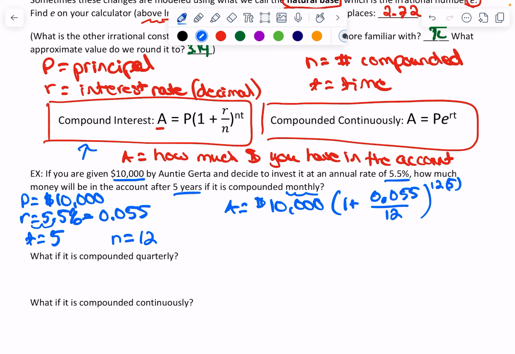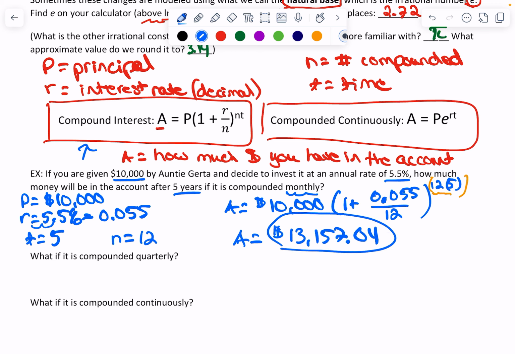Okay, now if you are plugging this whole thing into the calculator, make sure that you're careful with the parentheses. For this part right here, you're going to have to make sure that either you have parentheses here or you do that multiplication first, 12 times 5, and keep all the other parentheses as they are. Now, when you do the calculation, we get $13,157.04. So that is how much money will be in the account after 5 years when it is compounded monthly.